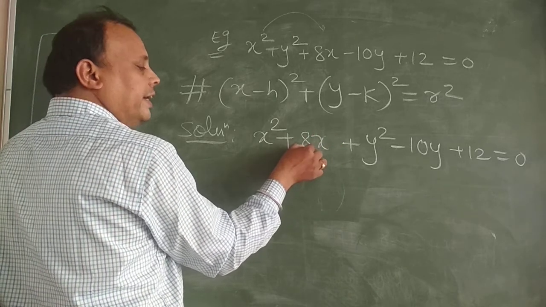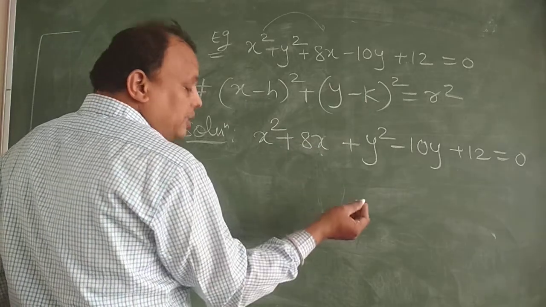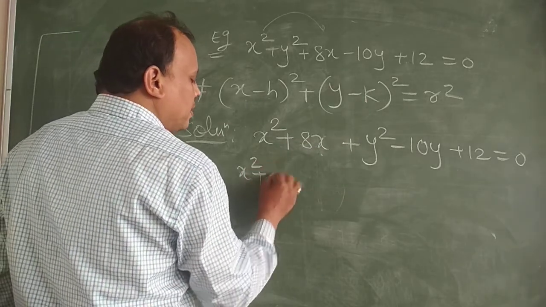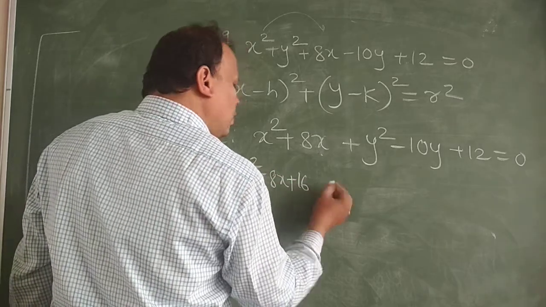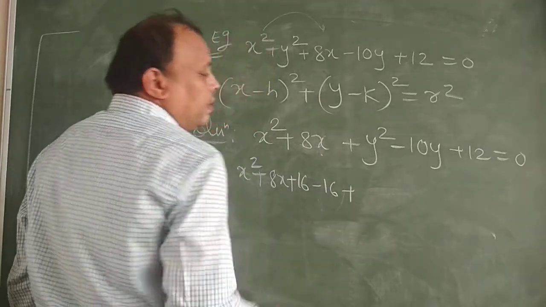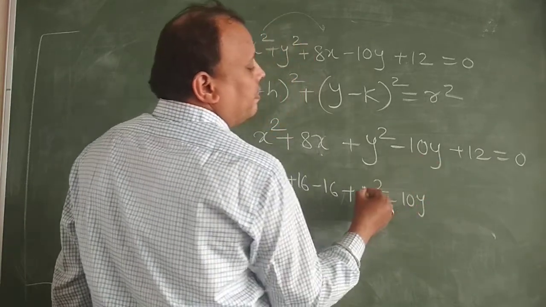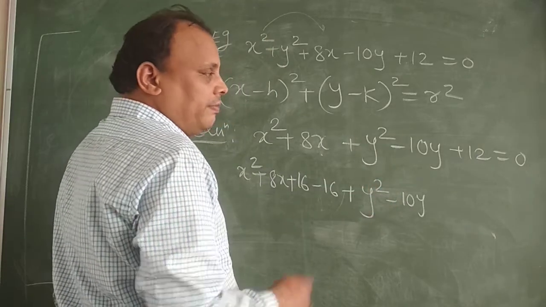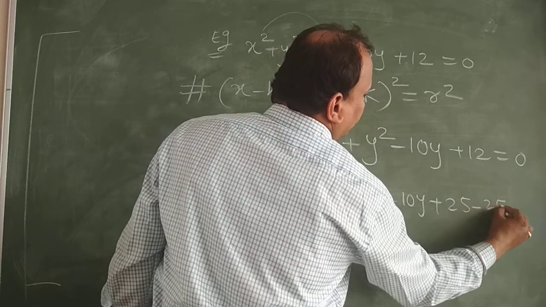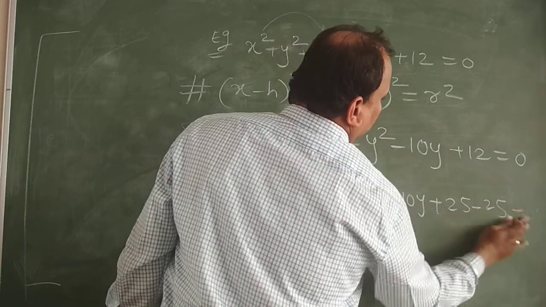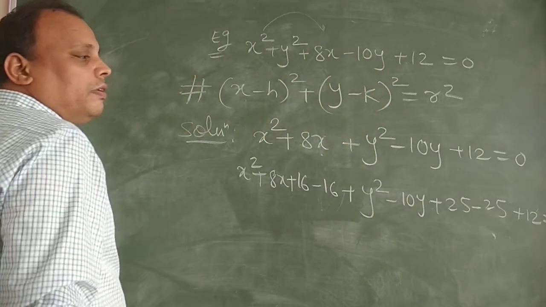The coefficient of x, what is it? 8. Divided by 2 is 4. What is the square of 4? It is 16. So x square plus 8x plus 16, and you can do minus 16 also. Plus y square minus 10y. Half of 10 is 5, the square is 25. Plus 25 minus 25 is equal to plus 12, equal to 0. This is how we have got.